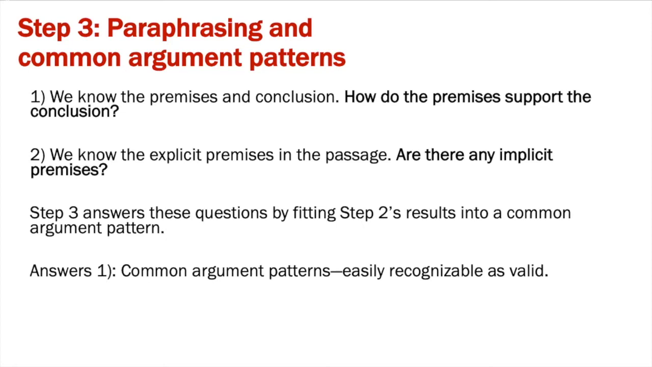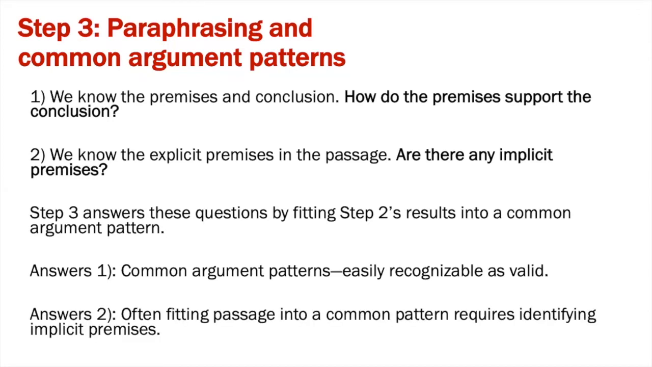Well, if you fit the premises into a common argument pattern, you can see that the argument is valid. And that means that if the premises are true, the conclusion is necessarily true. So fitting your raw materials, your premises and your conclusions, into a common argument pattern answers question 1. And it also answers question 2, right? Because when you fit the premises into a common argument pattern, you often realize that there are premises missing, that you need another premise. You need to make another implicit premise explicit for the argument to work.